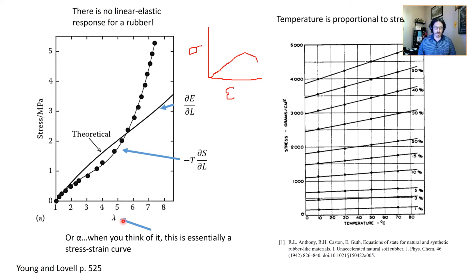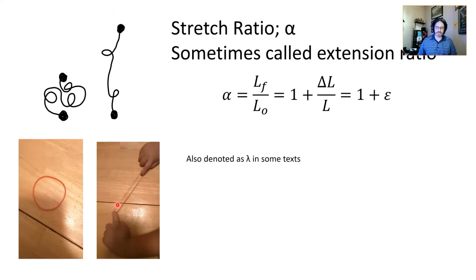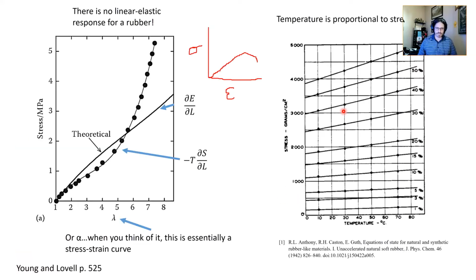And so if this is plotted against lambda, I actually learned it as alpha, so I kind of stick to my old notation. If you look at it, we kind of have this real response, and this is pretty much a stress strain curve. If you realize that alpha, or lambda, is 1 plus epsilon, this is really a stress strain curve, and so there's not a real linear elastic response.